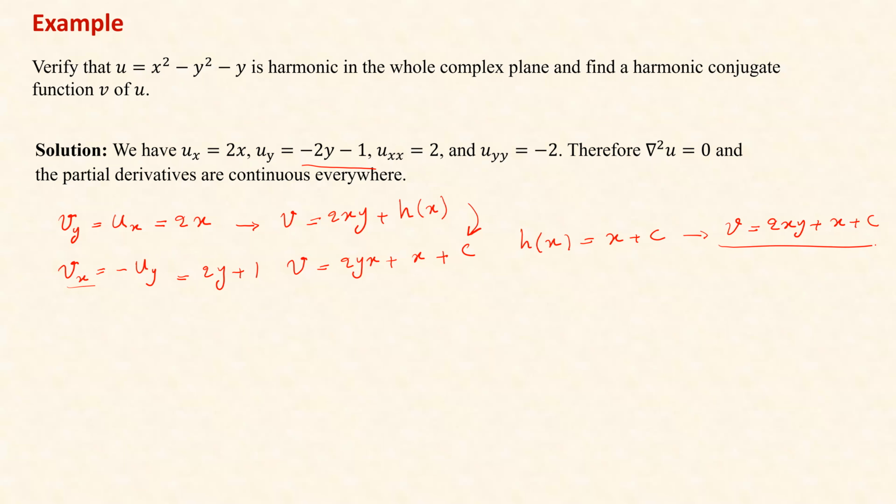And now you can take this v and this u, and you see that they satisfy the Laplace equation, right? Because ux becomes 2x, vy also becomes 2x, and uy becomes negative 2y minus 1, vx becomes 2y plus 1, which is the negative of each other. Okay. So you see that u and v are harmonic conjugate of each other.